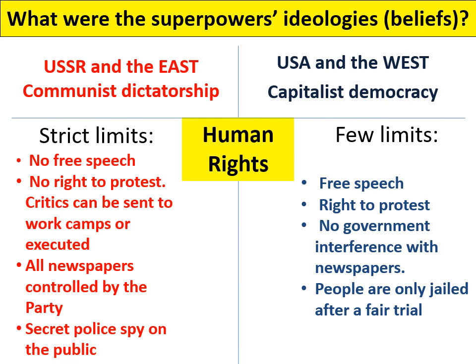Also, in terms of justice, people are only to be jailed after a fair trial. So if I'm arrested for a crime, I am entitled to a defence lawyer. I'm entitled to have a jury of 12 men and women to decide whether or not I'm guilty. And even if I am guilty, the sentence I get has already been set down by law.